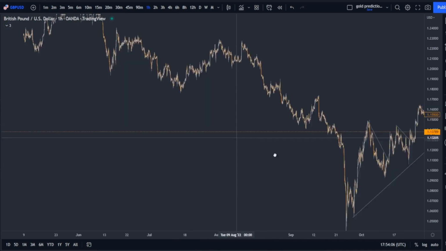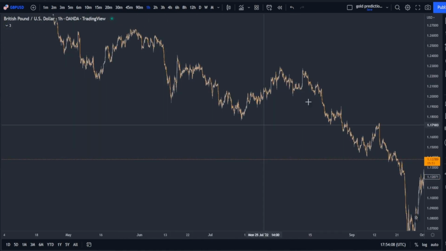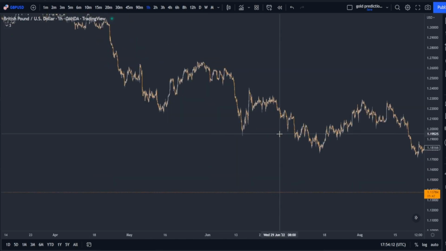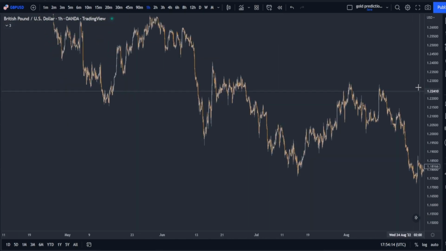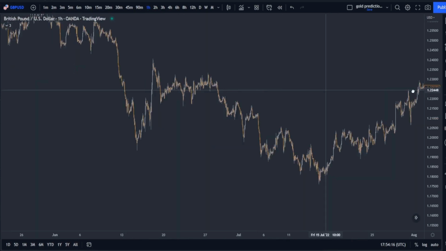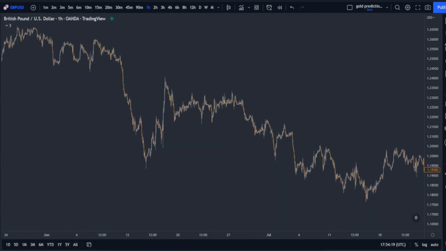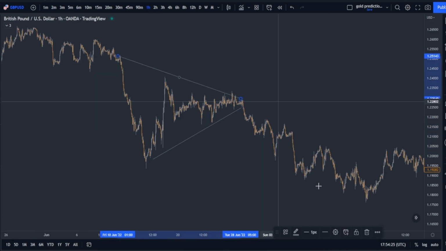Now, what I want you guys to do is really have a look on your charts and think about how you could perceive this if you weren't a smart money trader, and use these traps to really catch some good moves in the market. Now, in this sense here, we have another very obvious triangle pattern that was formed.